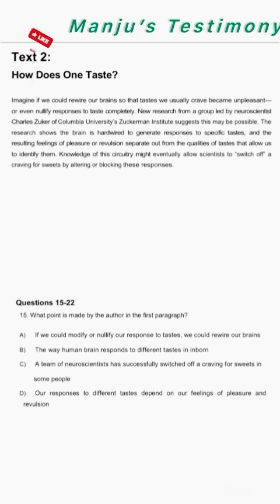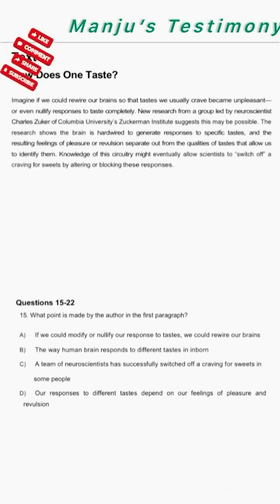Okay, let's read the meaning of the sentence. If we could rewire our brain so that the taste we usually crave become unpleasant or even nullify response to taste completely. So the question is, if we could modify or nullify our response to taste, we could rewire our brain. So this is exactly opposite, right? In the text it talks about if we could rewire our brain. The question says if we could modify or nullify our response to taste, we could rewire our brain. So this is straight opposite, so we can easily eliminate it.